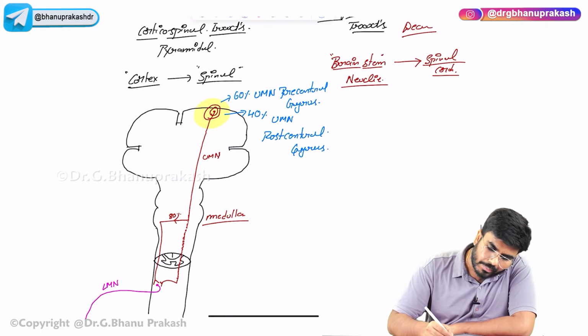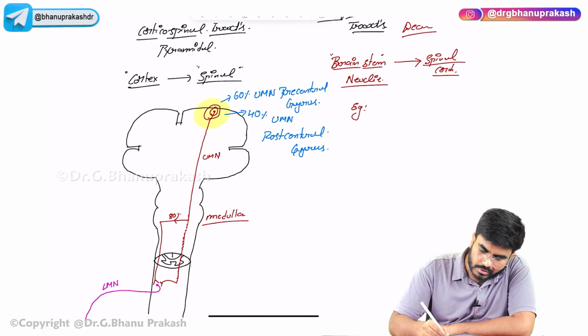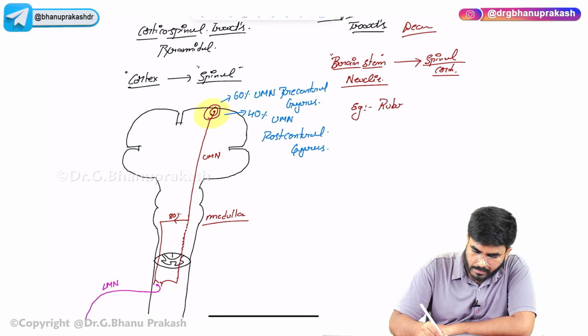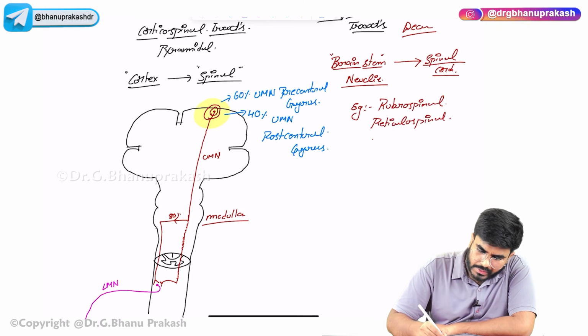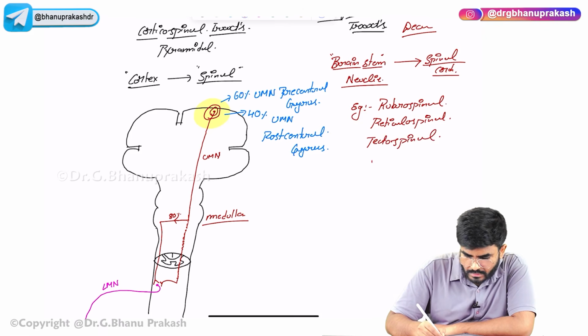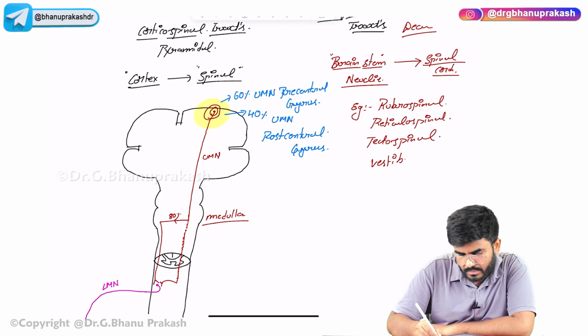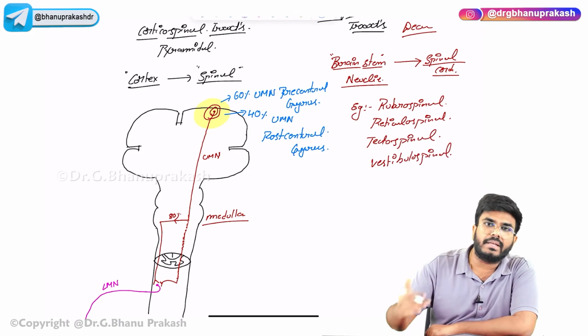Okay, so what are the examples of extrapyramidal tracts? Examples include rubrospinal, reticulospinal, tectospinal, vestibulospinal. So these are all extrapyramidal descending tracts.